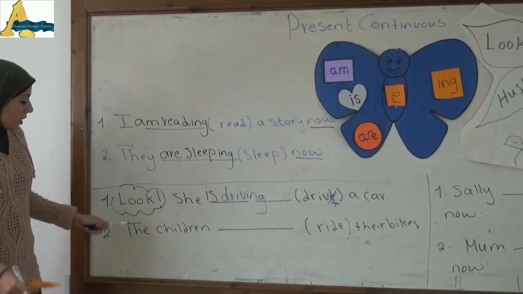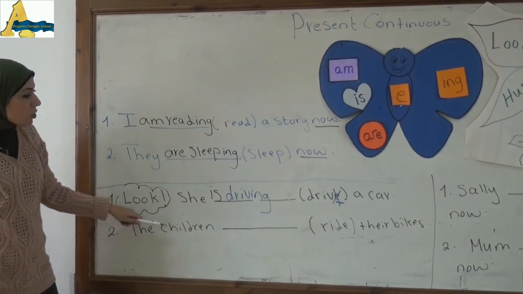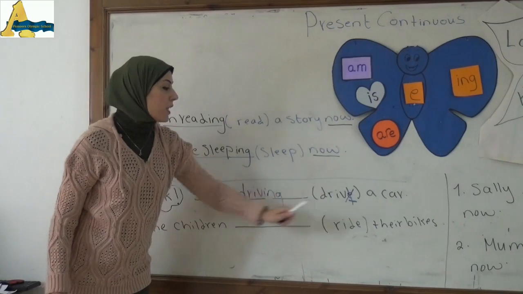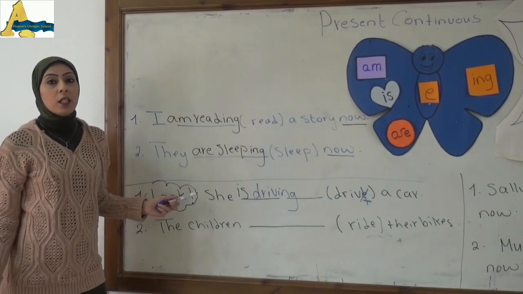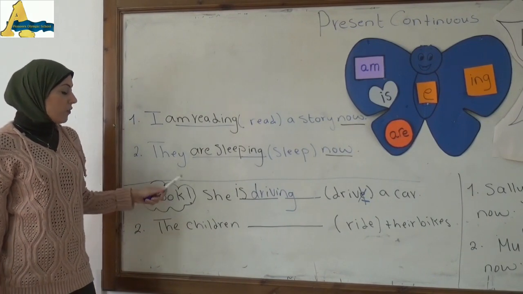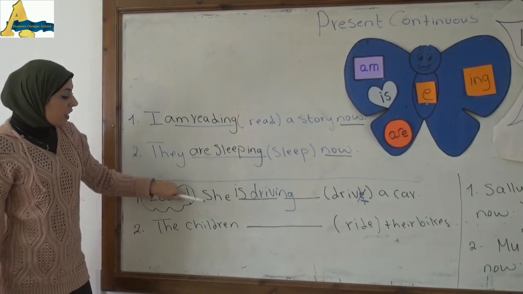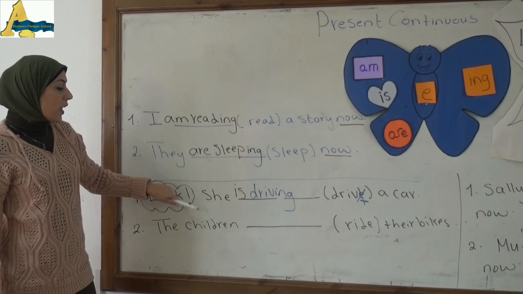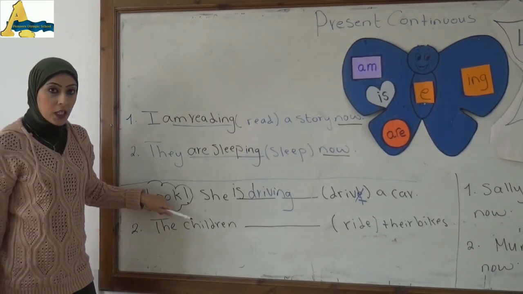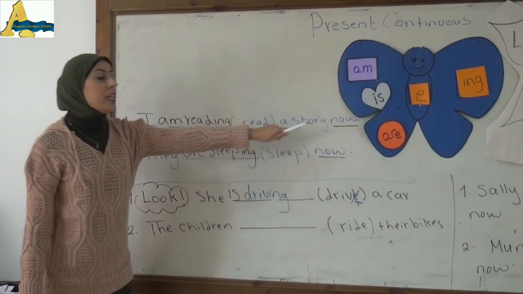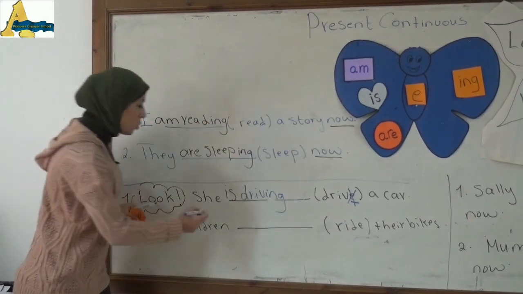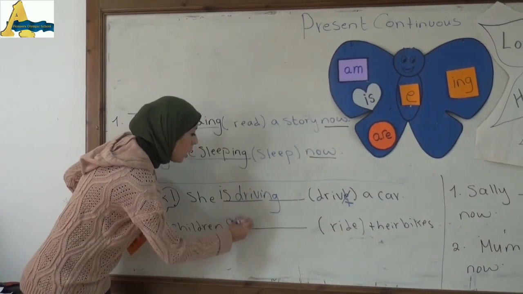Let's see another exercise, another sentence. The children ride their bikes. The children. Children is one or many? Excellent, they are many. If I want to erase the children, I'm going to write they instead of children. Okay, so they will take am or is or are? Excellent, it will take are. So I'm going to write are.